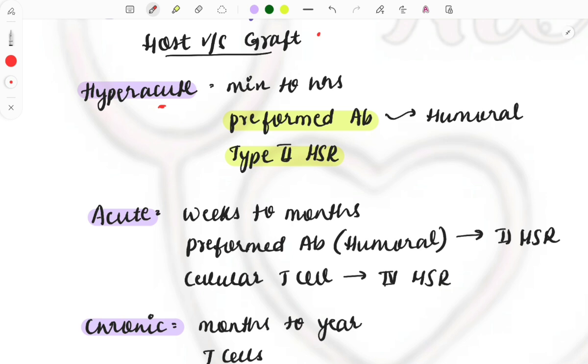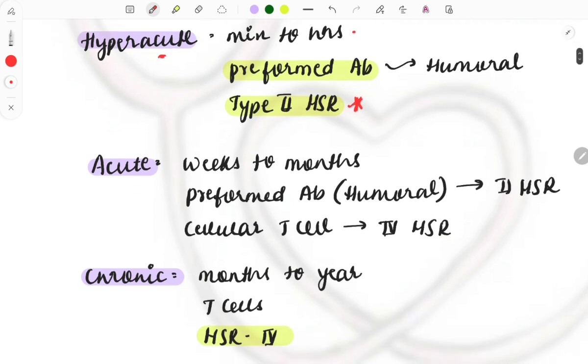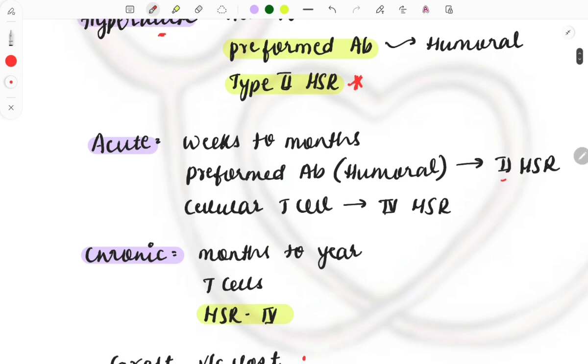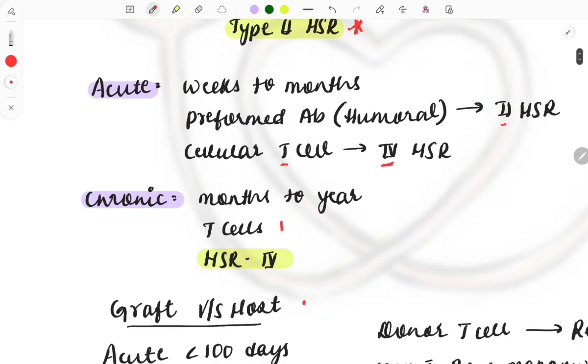So the reaction occurs within minutes to hours, and this reaction is mainly due to the pre-formed antibodies, which is mainly humoral immunity, and this is a type 2 hypersensitivity reaction. This is very important because questions are asked like hyperacute is which kind of reaction and all. Then acute occurs from weeks to months, and if pre-formed antibodies cause it, that will be type 2, and if cellular T cells are involved, then it will be type 4. Then chronic, months to years, and T cells are mainly involved in this.